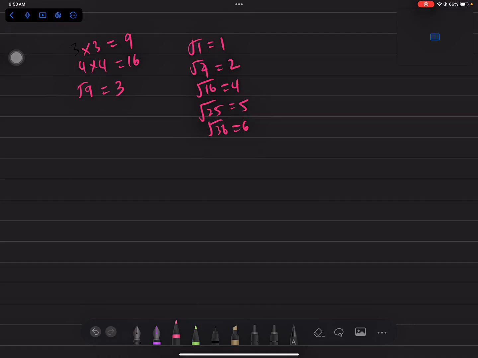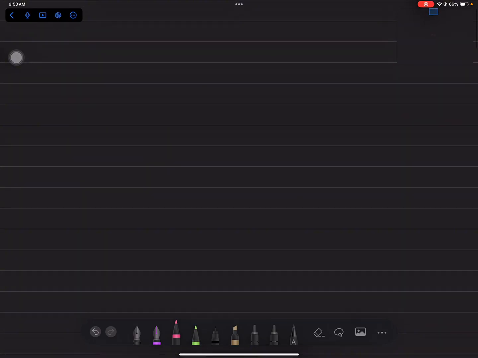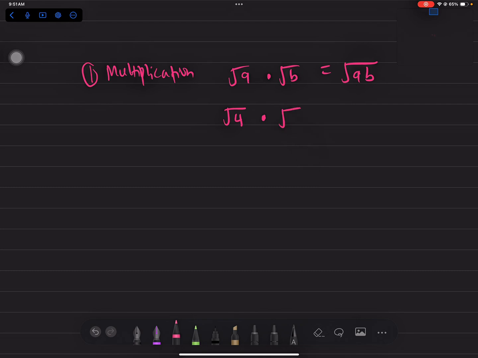Okay, so property 1, multiplication. We write √A multiplied by √B equals √AB. If you multiply two square roots, you can combine them into one square root. For example, √4 times √3 equals √(4 times 3), which is √12. We can also split one square root into two if that helps us.